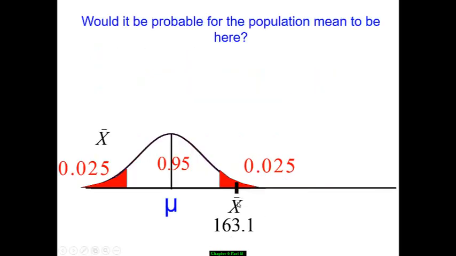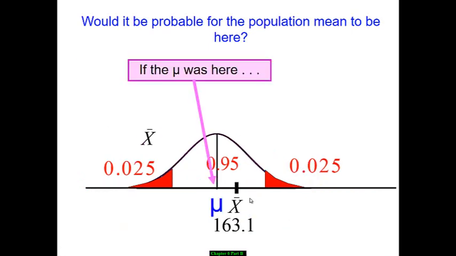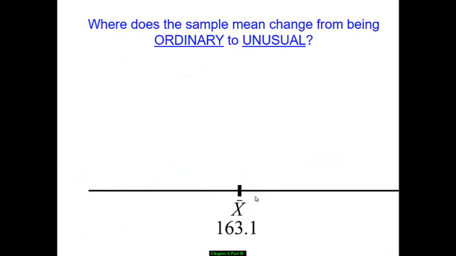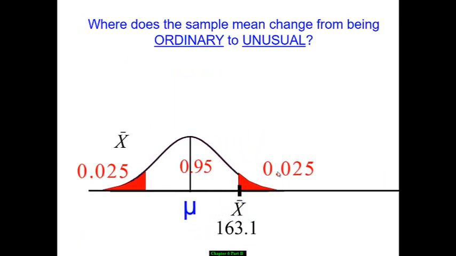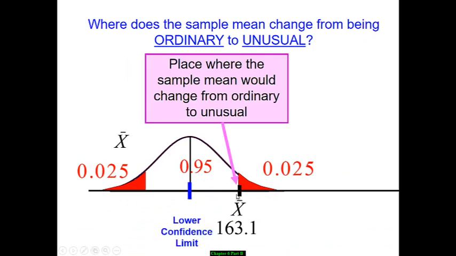Now, if the sample mean was there, that would be very unusual, because that probability is so low. So we want to find out where it would go from being, well, let's look at this. What if this was right here? Well, that would be more likely. It would be more ordinary for it to be there. So where does it go from being more likely to being unlikely? It's going to be right here at this limit. This distance again is your E, and that's going to be your lower confidence limit. So basically, you're going to have your x bar minus your E.